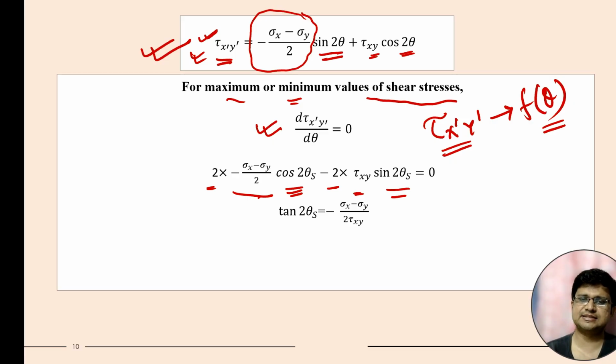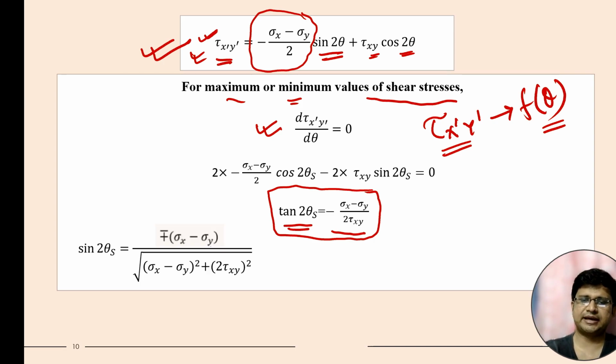So if we rearrange this term, then the angle will be tan 2 theta s equals minus (sigma x minus sigma y) by 2 tau xy. So this will be the particular plane for which shear stress will be either maximum or minimum. So again we have to calculate the value of sine 2 theta s and cos 2 theta s.